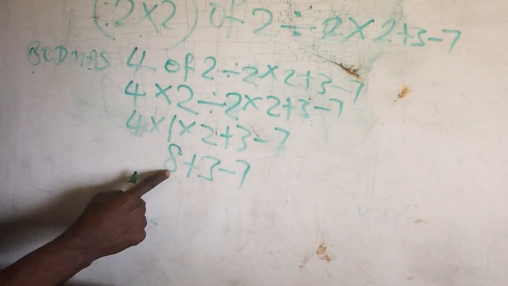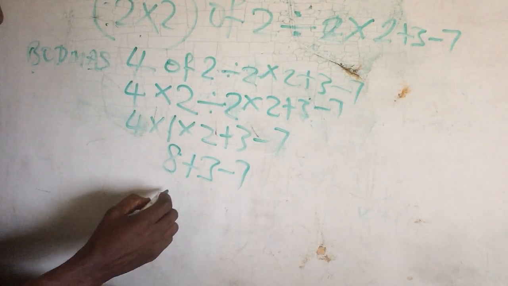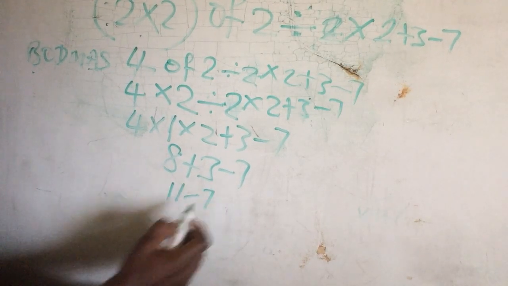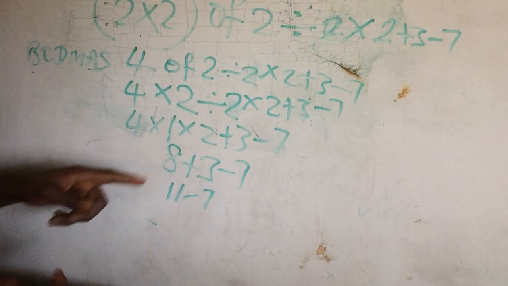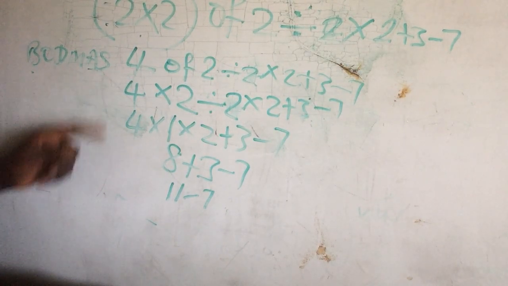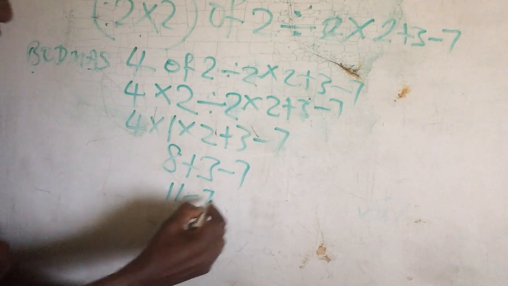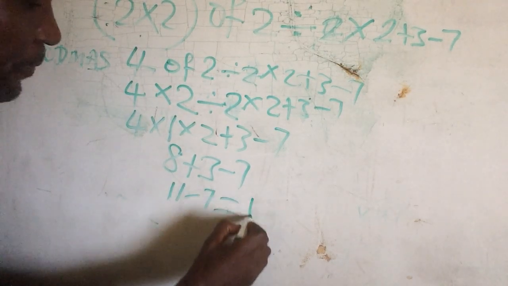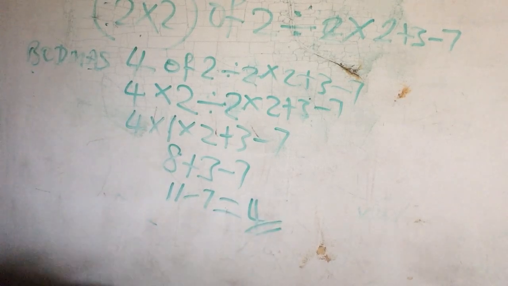Then you say 8 plus 3 is 11 minus 7. So the last thing you do is subtraction, which is 11 minus 7. It remains what? 4, the final answer.